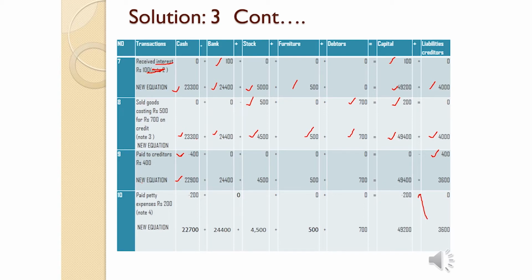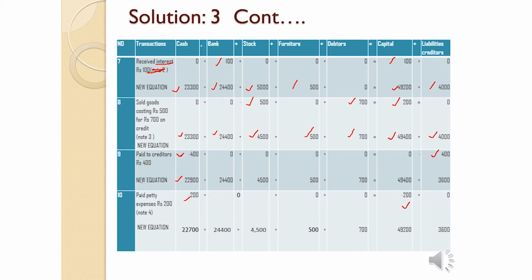Then next one is paid petty expenses. Paid petty expenses rupees minus 200. So expenses, the cash will be automatically reduced. So minus 200, cash reduced. Then expenses, the amount of capital is also reduced, so minus 200. So the net amount is 22,900 minus 200, 22,700.